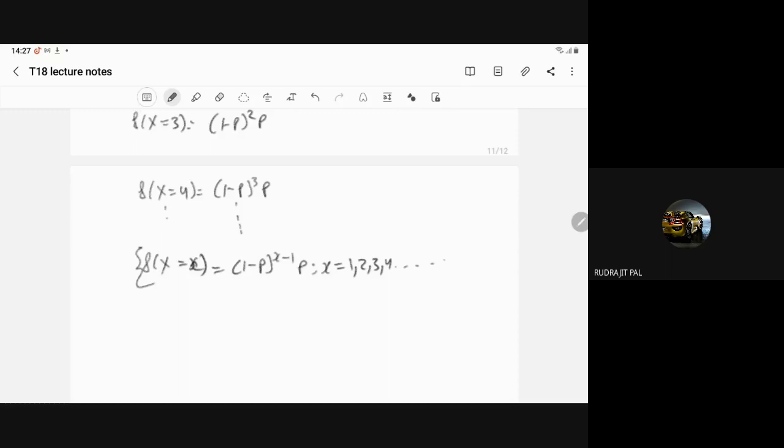This is a very standard one. Later on, hopefully in the next tutorial or coming lecture, you will study it. This X is a very important random variable known as the geometric random variable. In the geometric process we have such a thing. So it is the standard random variable known as the geometric random variable.